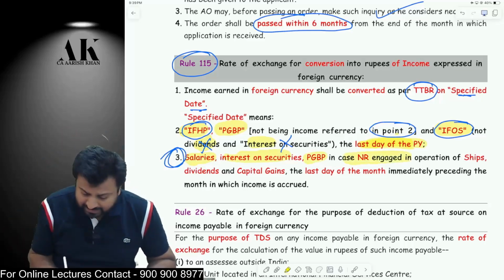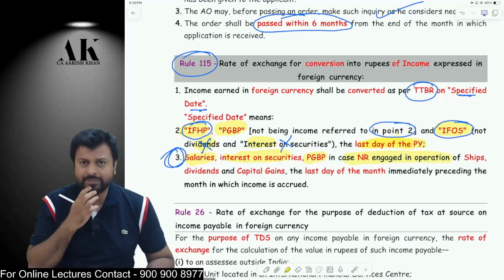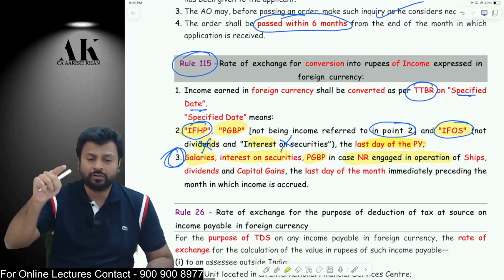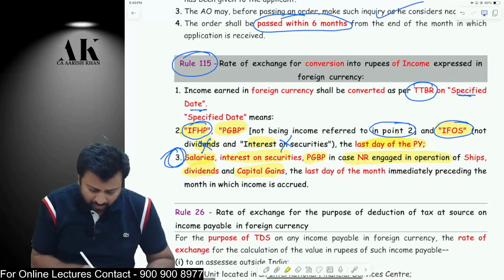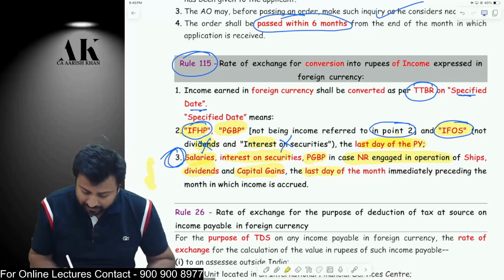That one PGBP is PGBP in case of non-resident shipping business, that is the section 44B. That is non-resident shipping business. Dividend not covered in point number 2, so it comes over here, and capital gains not covered in point number 2. So all these incomes which are covered in point number 3 will be converted as per the last day of the immediately preceding month.